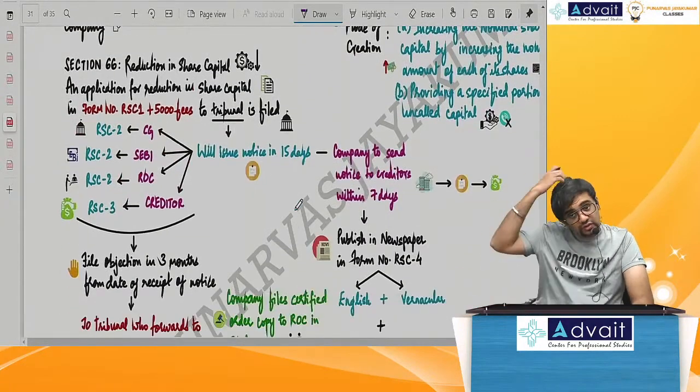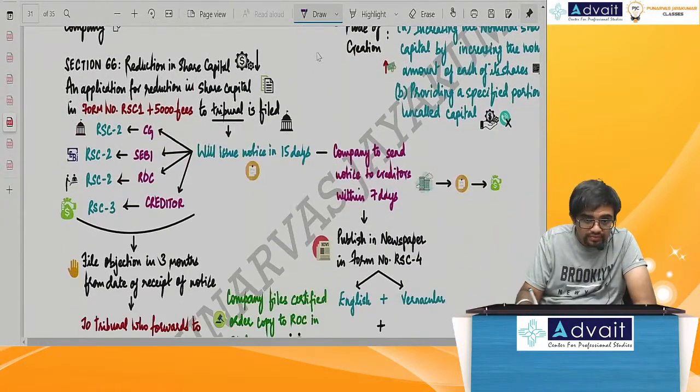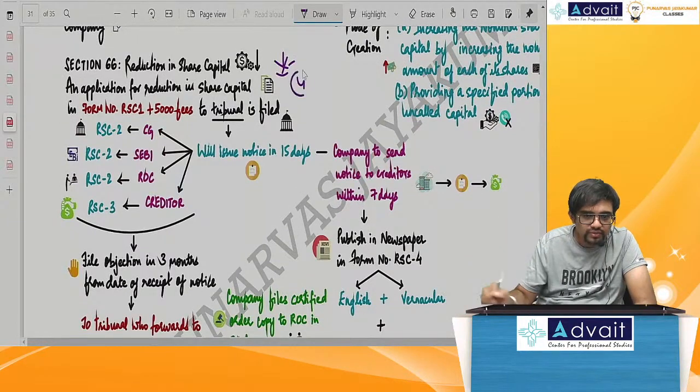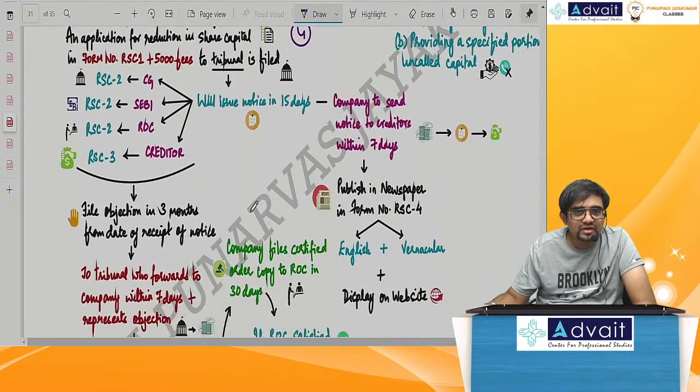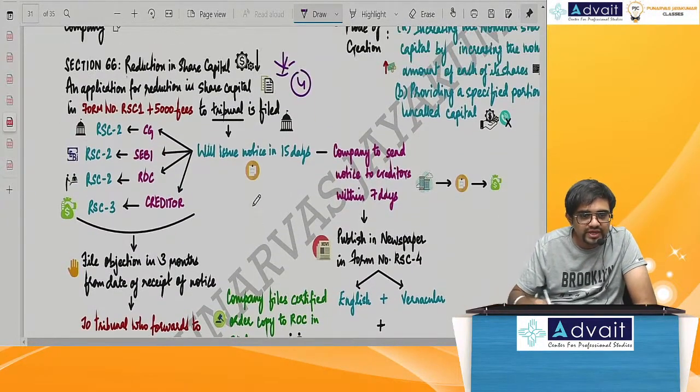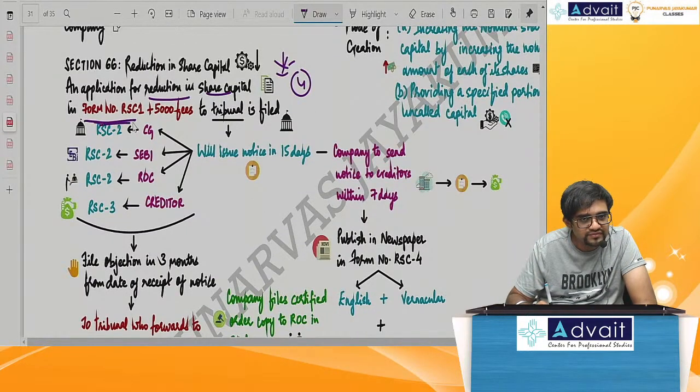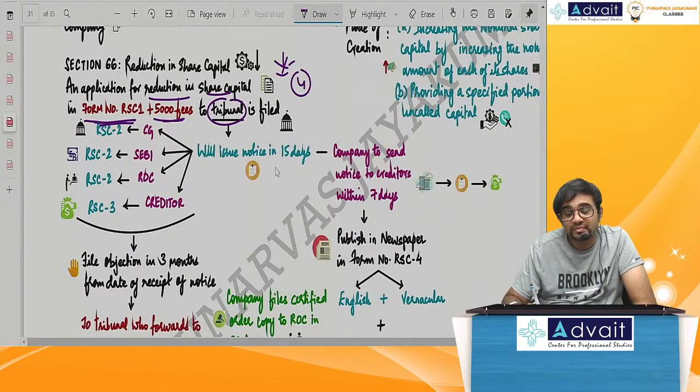That is the scene. Then I told you guys, reduction of share capital, again important. 4 marks to 6 marks they can ask you. Here what is the procedure? An application for reduction in share capital is given in form number RSC1 with 5,000 rupees fees to be paid to the tribunal.